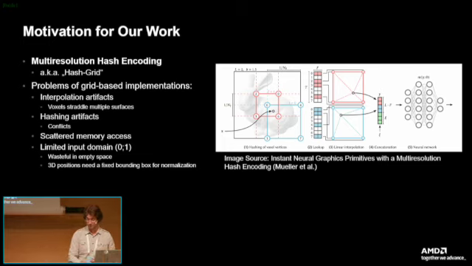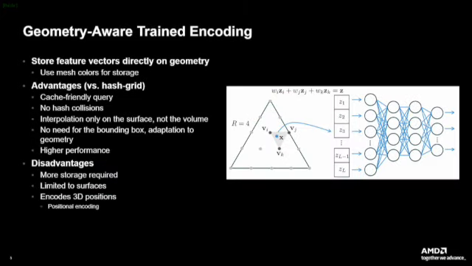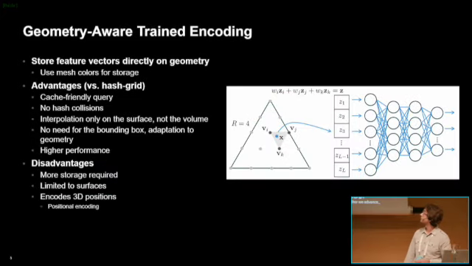So finally, let's get to our solution, which is a very, very simple idea. Instead of storing these feature vectors in a grid, let's just store them directly on the geometry, on the surfaces. I will talk on the next slide about how we distribute those feature vectors using mesh colors. For now, let's look at what advantages this idea can give us.